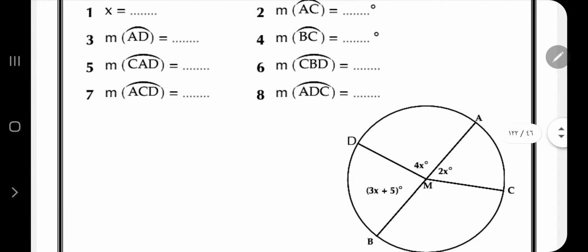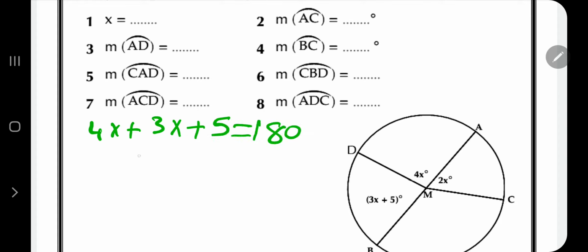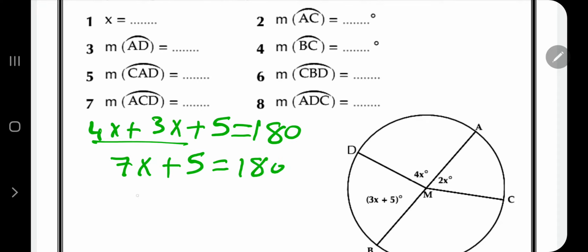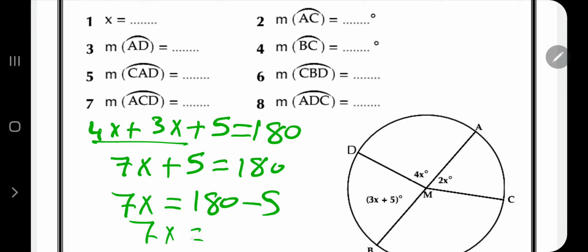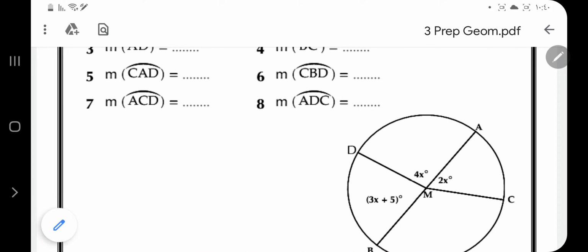Another example. Find the value of x. As you know, AMB is a straight angle of measure 180. So I can write 4x plus 3x plus 5 equals 180. We get 7x plus 5 equals 180. 7x equals 180 minus 5, so 7x equals 175. So x equals 175 divided by 7, which equals 25. So I will write x equals 25.